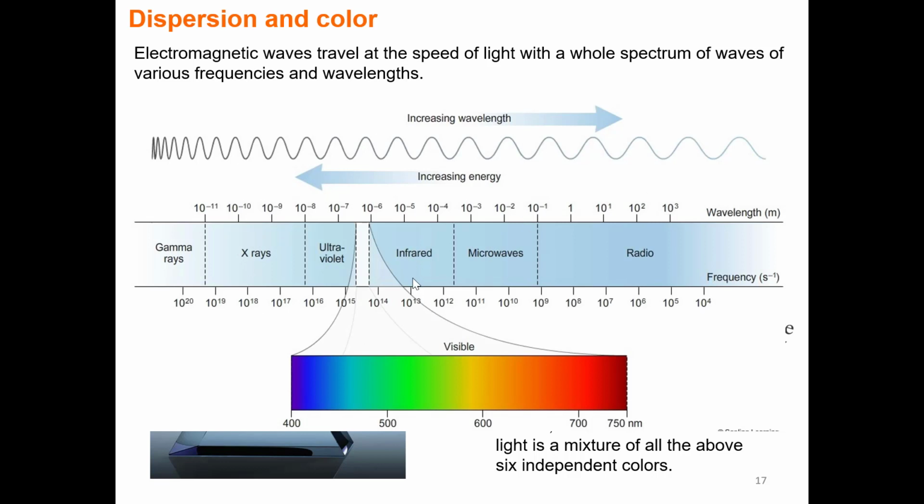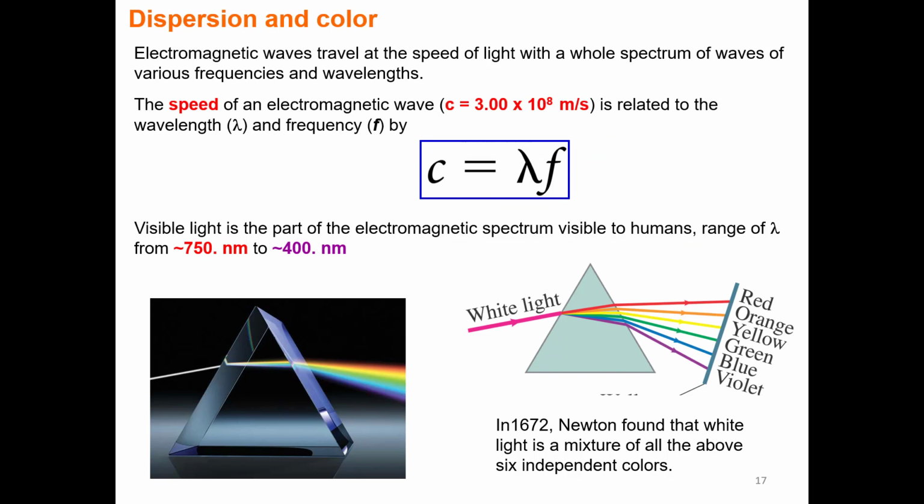And we can see there is just a tiny part of the electromagnetic spectrum we can detect. The range of the wavelength we can detect is from 400 nanometers, which corresponds to the violet, to 750 nanometers, which corresponds to the red. In 1672, Newton found that the white light is a mixture of all these colors.